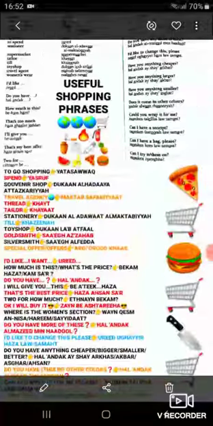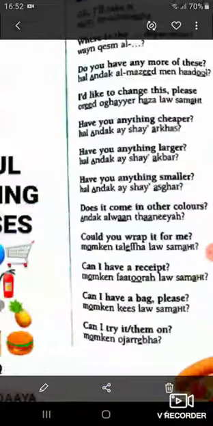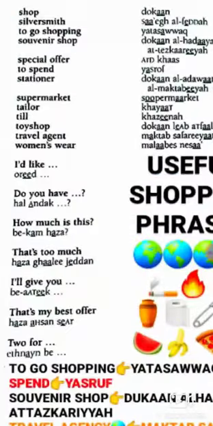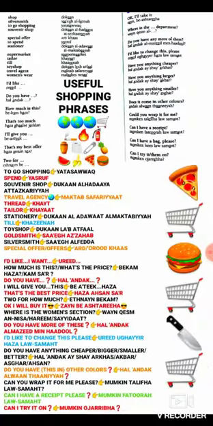Okay, useful shopping phrases. These are from the book, but they are really small. No color, nothing colorful, so it's not fancy to study. So I got you some extra words along with the words in the page.